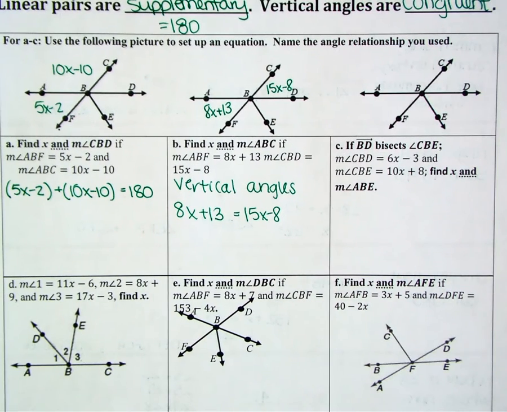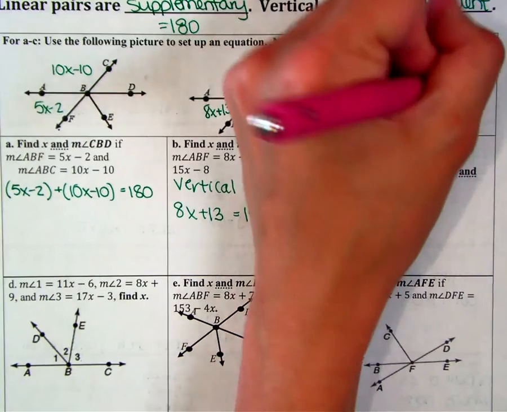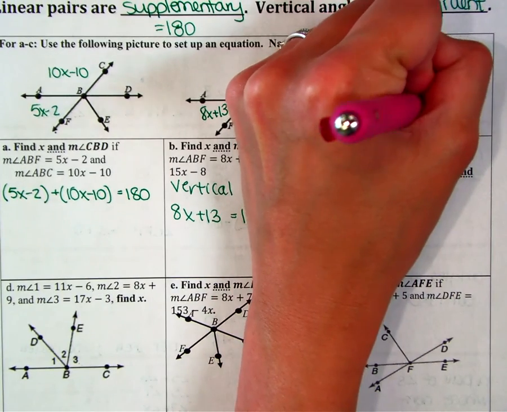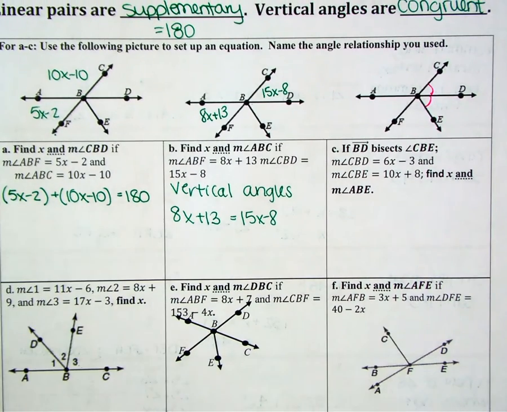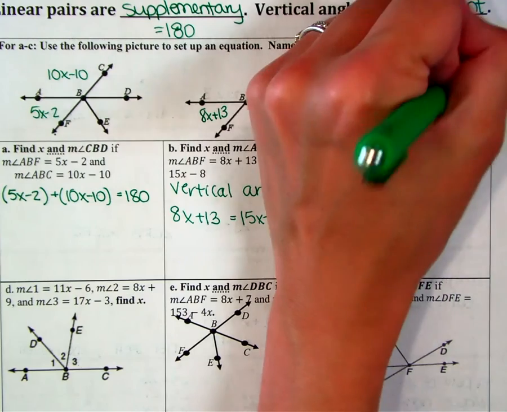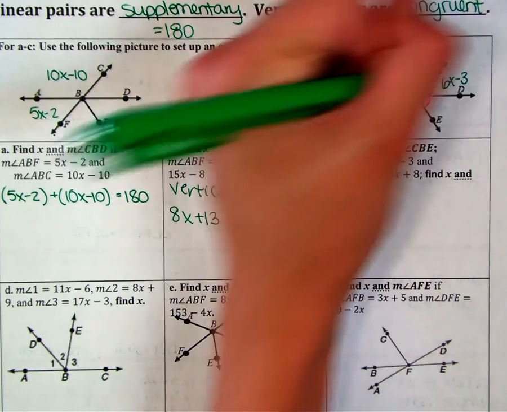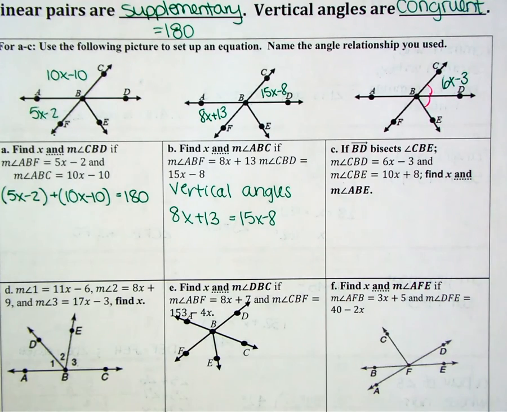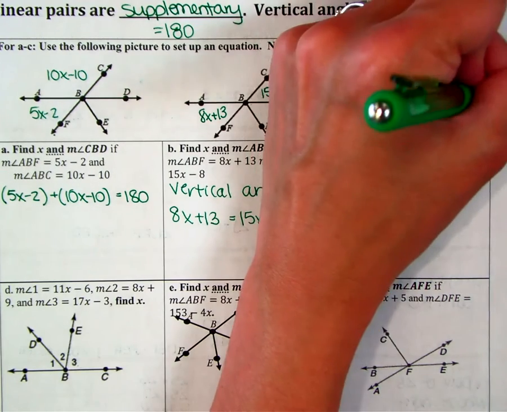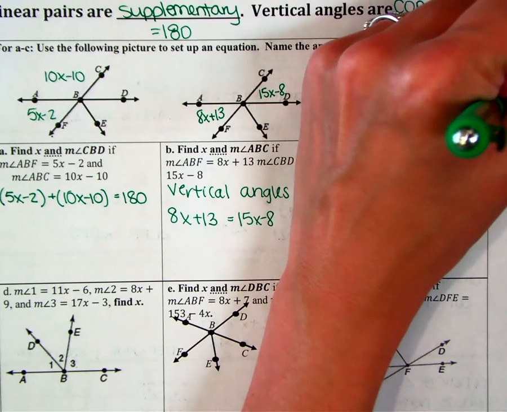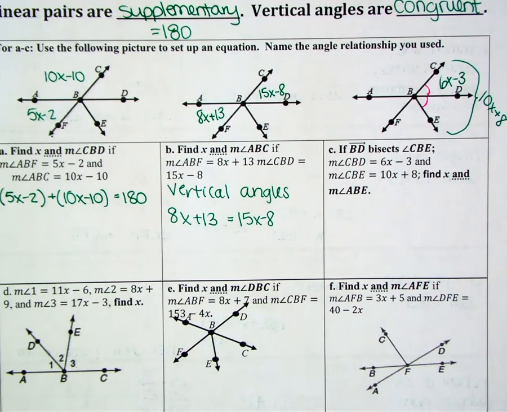C, if BD bisects CBE, so we've got that bisect again, which means we've got two equal pieces. And CBD is 6x minus 3. And CBE, so this whole thing, is 10x plus 8. Find x and the measure of angle ABE.